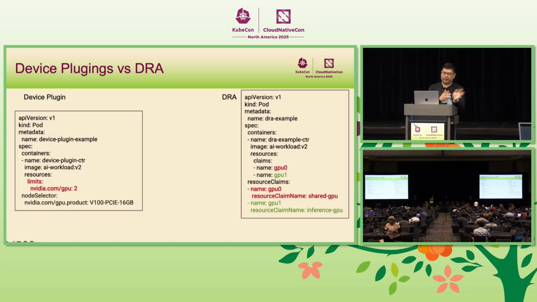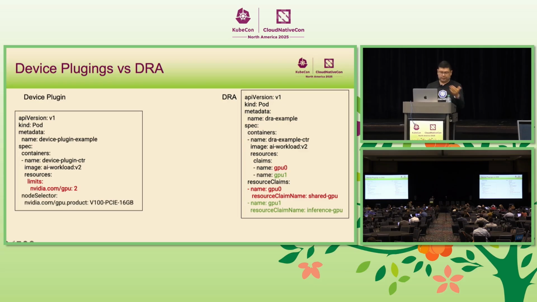At the left is the device plugin. Like I mentioned, you would add it into your resources in your pod spec. And we see here with limits, nvidia.com/GPU and number 2. With DRA, you could also have multiple.